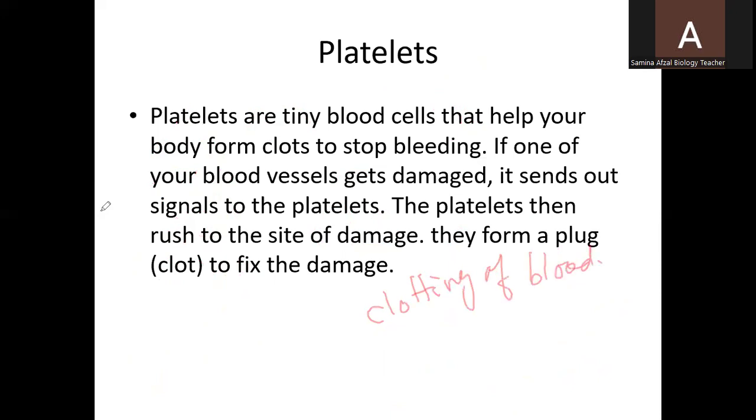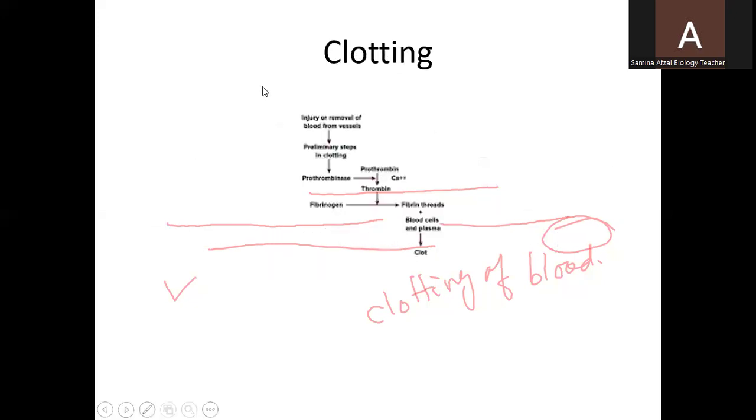Clotting of blood. If our blood vessels get damaged, the damage sends signals to the platelets, and then platelets rush to the site of the damage. They form a plug, also called a clot, to fix the damage. Now in the next slide, we will see how the clotting takes place.